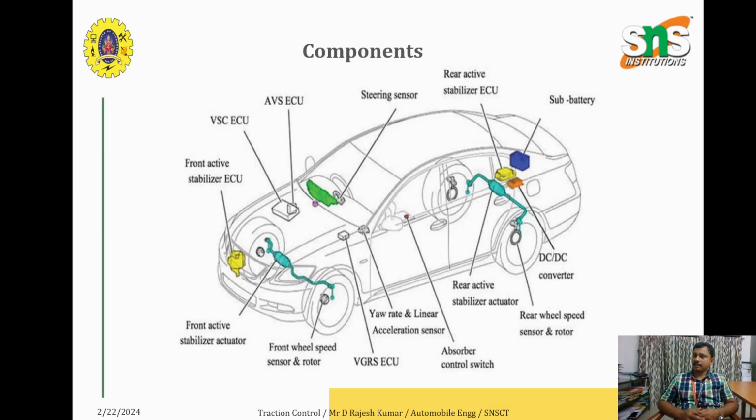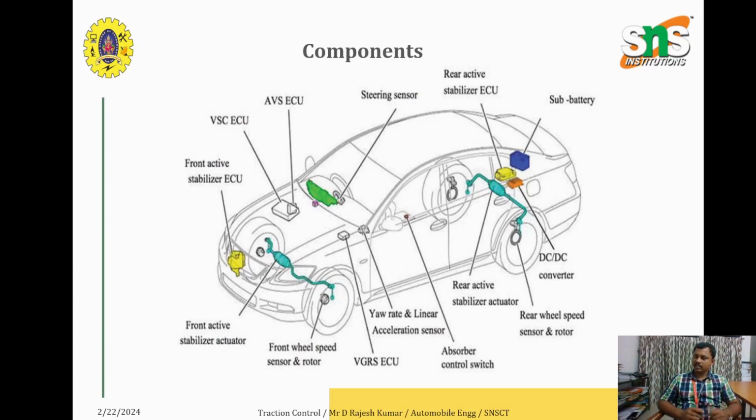The next thing is the sensors: the yaw rate, the pitch, and the roll. All three motions, pitch, yaw, and roll, will be monitored by using the sensors. This sensor input is very much important. So this is called the electronic stability control unit, a combination of pitch, yaw, and roll sensors.